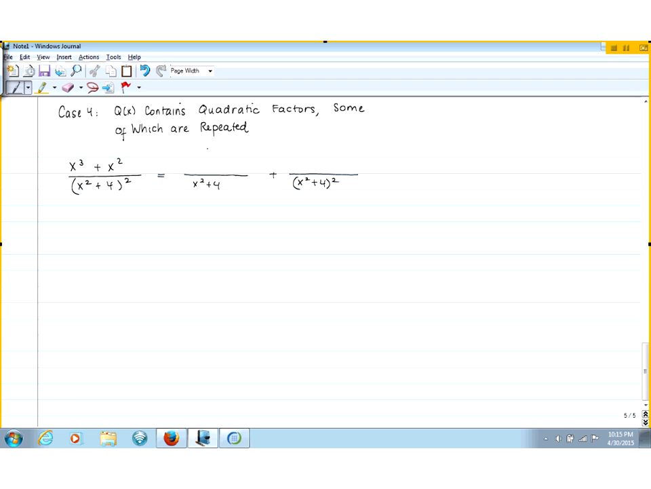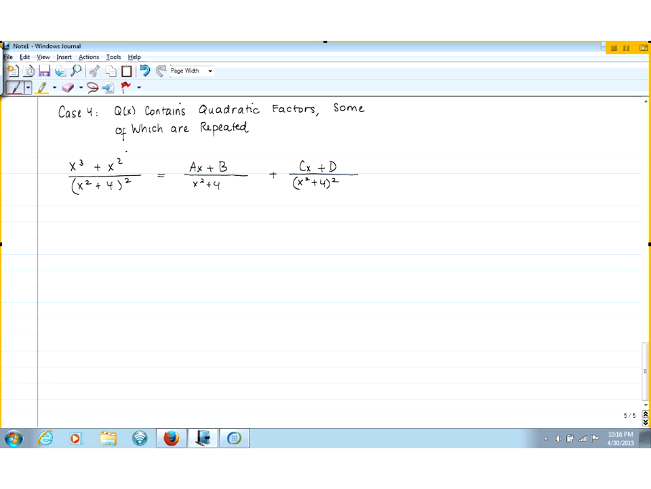Now, what goes on top? What goes on top is, this is quadratic. So what goes on top is linear, ax plus b. And what goes on top here is also linear. This is quadratic, so cx plus d.